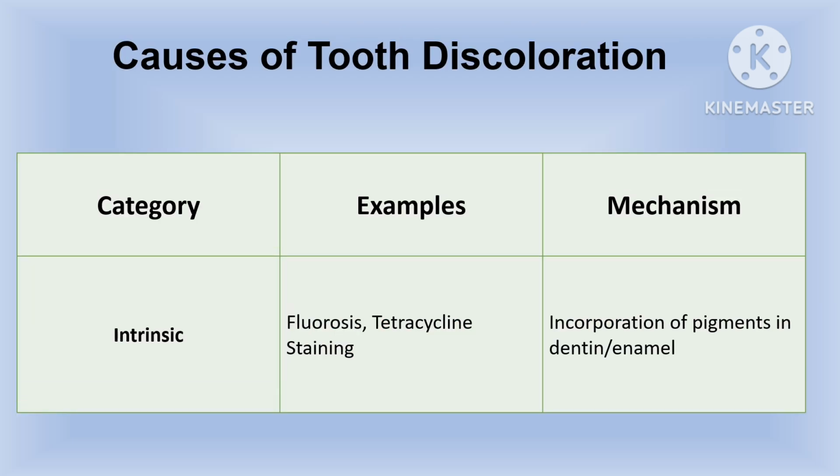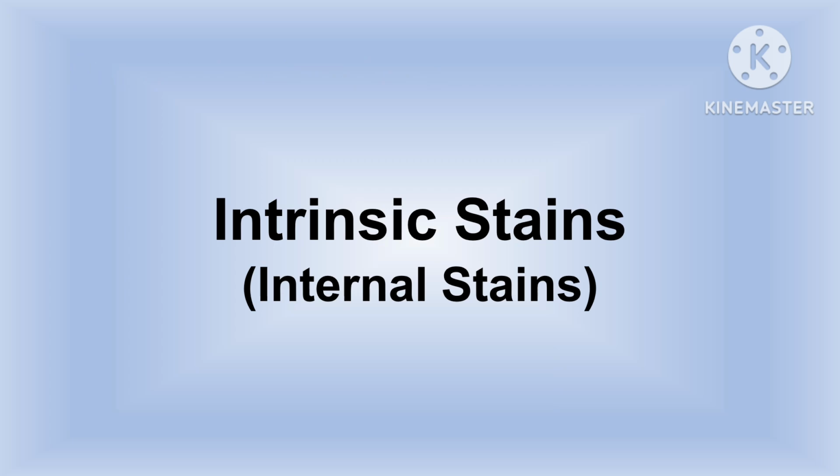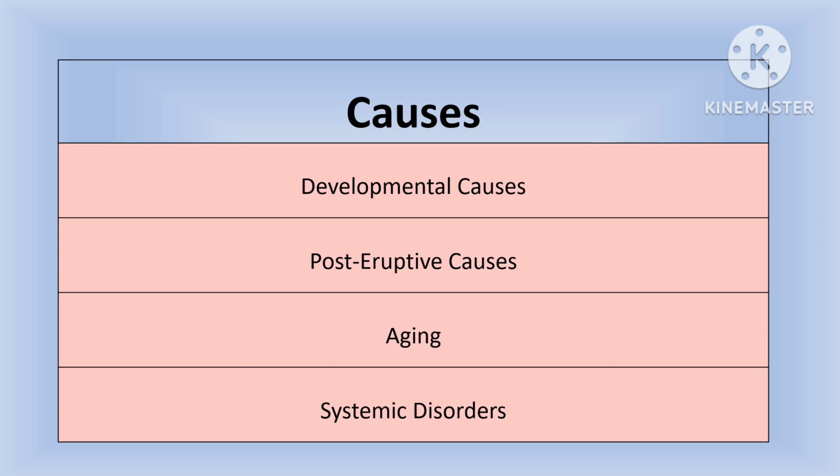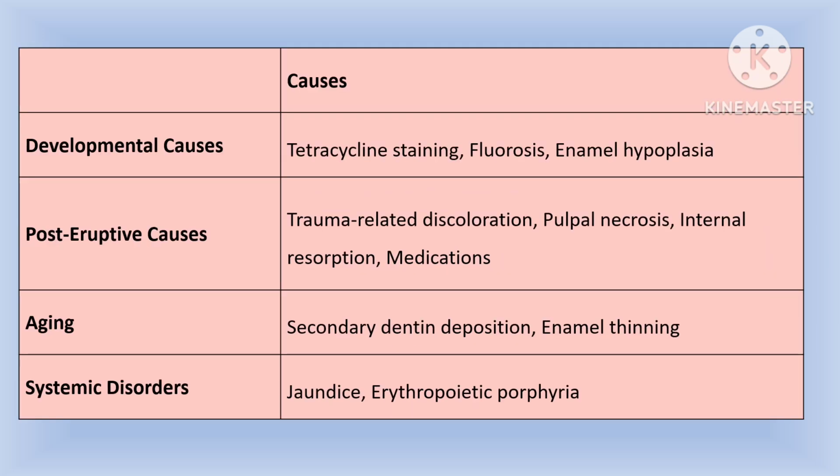So let's discuss the causes of tooth discoloration. We have already completed the causes of external tooth discoloration earlier. Now we'll focus on the internal ones. Causes of internal staining can be divided into developmental causes, post-eruptive causes, aging, and systemic disorders.